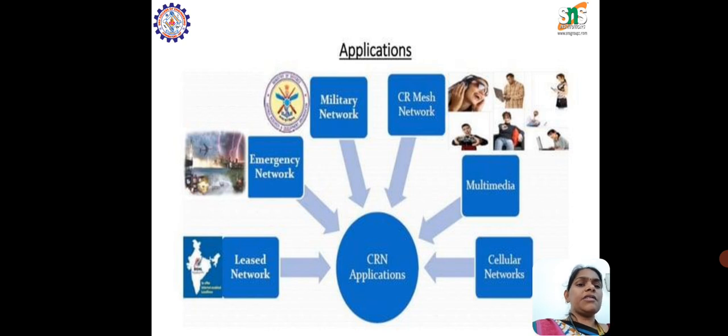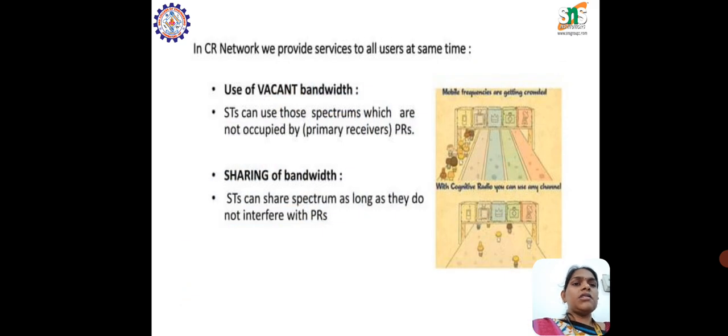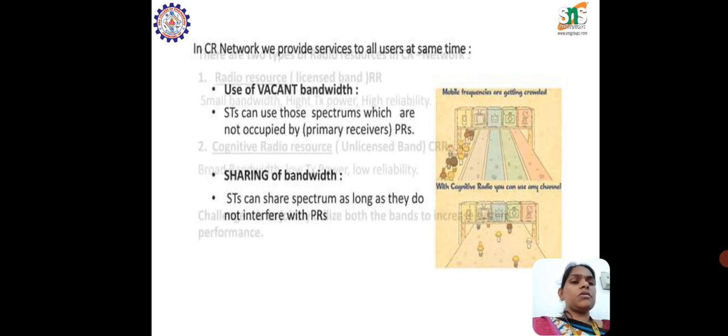So these are the applications. One is the cellular network, next are multimedia and CR mesh networks, military networks, emergency networks and leased networks. So in a CR network, we provide services to all users at the same time. That is the use of backend bandwidth. Here it uses the spectrum which is not occupied by the primary receivers. That means sharing the bandwidth. Here it can share the spectrum as long as it does not interfere with primary resources.